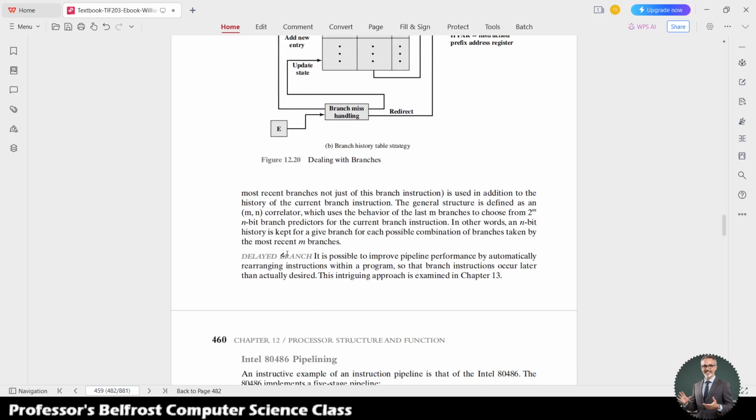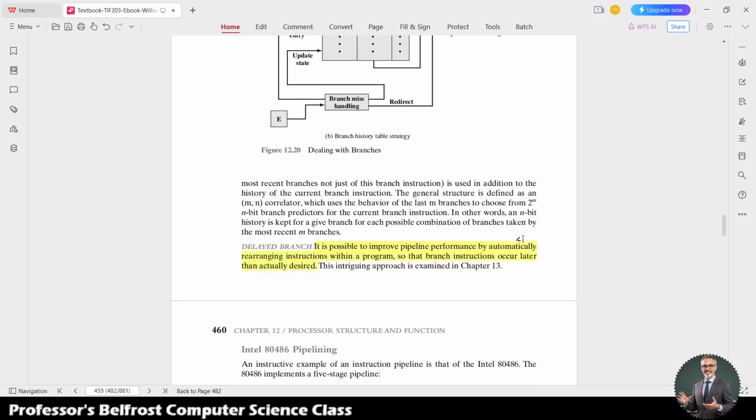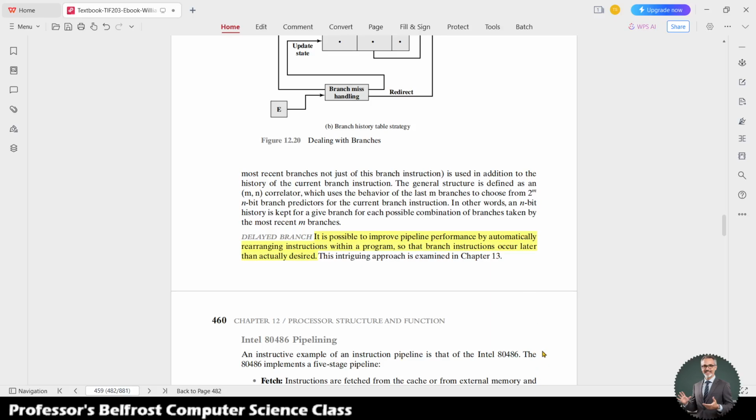This is the last one, delayed branch. It's possible to improve pipeline performance by automatically rearranging instructions within a program so that branch instructions occur later than actually desired. And we will see this later in the next chapter. I think that's enough for today.